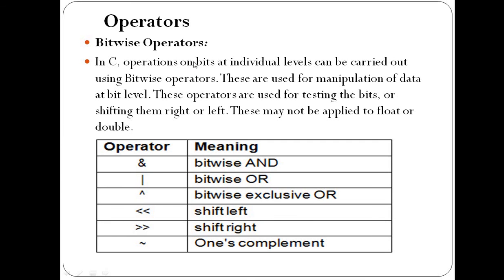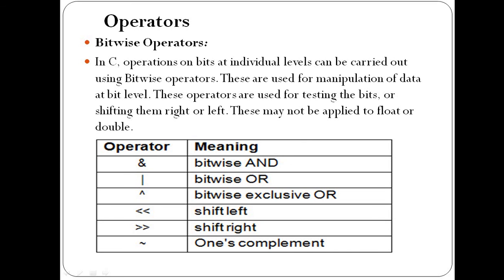In C, operations on bits at individual level can be carried out using bitwise operators. These are used for manipulation of data at bit level. These operators are used for testing the bits or shifting them right to left. They may not be applied to float or double.